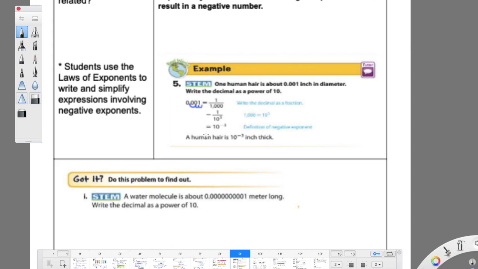But in this case, we have 1 on the top, and they changed it. Instead of 1,000, they have 10 to the 3rd power, because 10 times 10 times 10 gets us 1,000. So we're writing it as a power of 10. They told us what to write it as a power of. They wanted us to bring it down to 10, and then how many 10s do I need to get to 1,000?